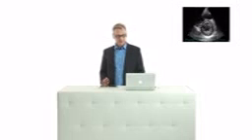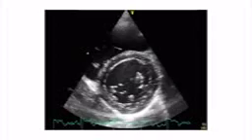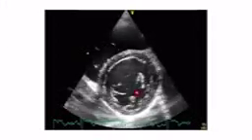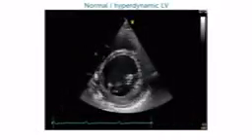What about this ventricle? Normal or not? Certainly, we have no regional wall motion abnormalities. We have very vigorous inward motion. This, again, is a normal ventricle in a healthy individual.